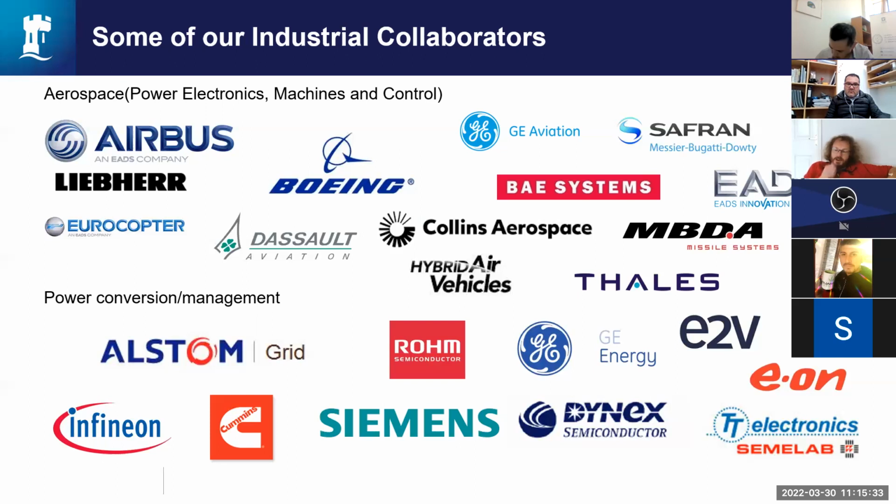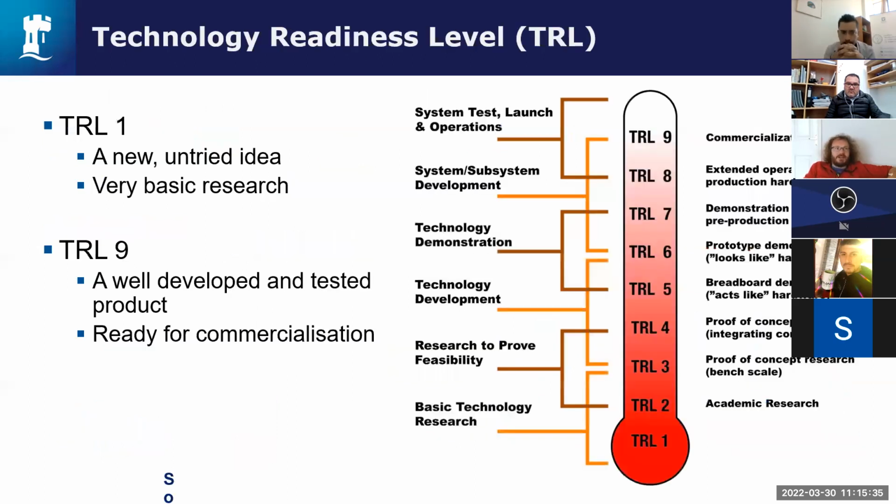Now, when we're working with industry, it's always a good idea to have a common language, a common way to talk about technology. And about 25 years ago, NASA in the US, so the US Space Agency, came up with the concept of technology readiness levels. These were then used across the aerospace industry and now across many industries, across many countries in the world. And this is a way of defining a technology.